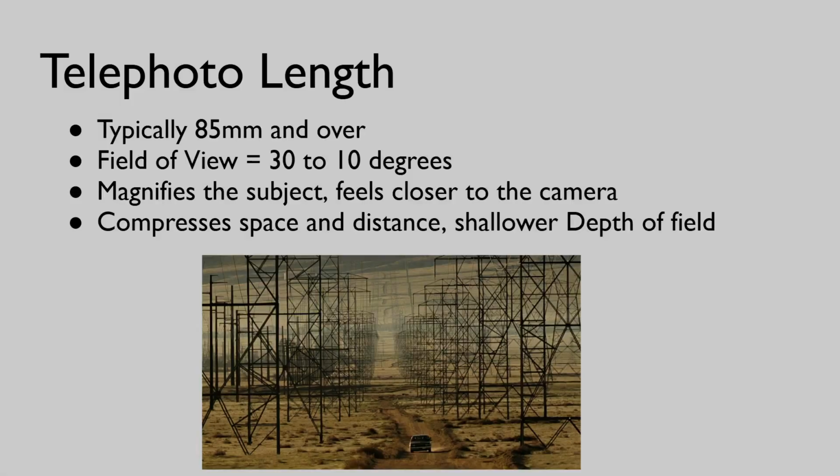Telephoto lenses, so we're zoomed in where our hands are almost touching. That's typically a lens 85 millimeters and over with a 30 to 10 degree field of view. And what this does is it compresses space so that we feel closer to the camera. So, like if you look at the power lines here, they're compressed together. They feel flat, like they're sandwiching in on each other.